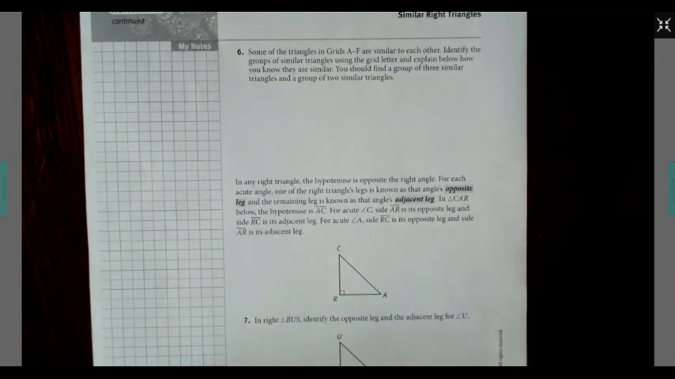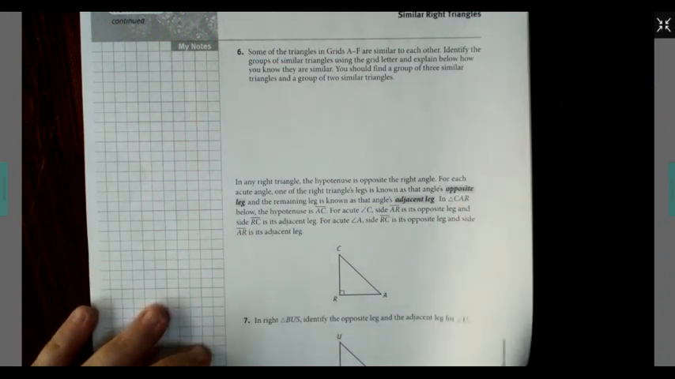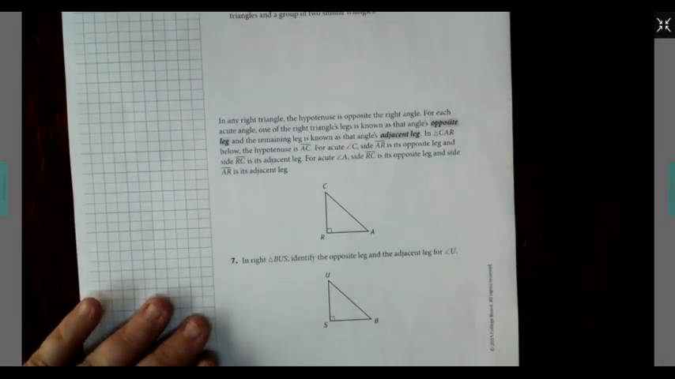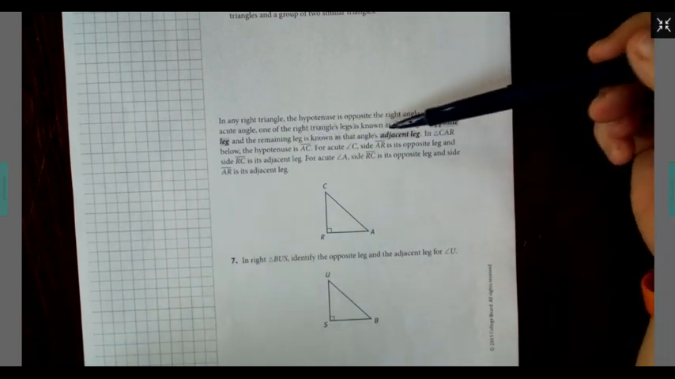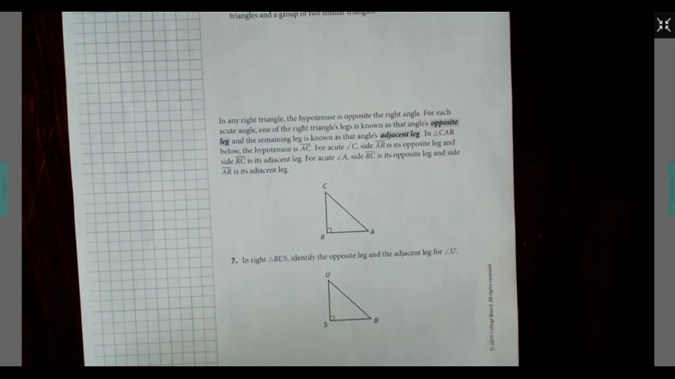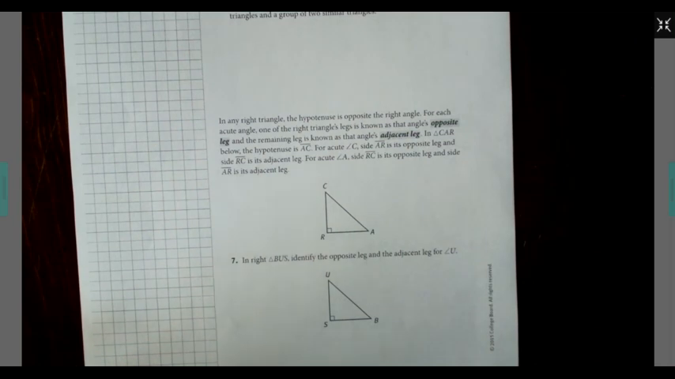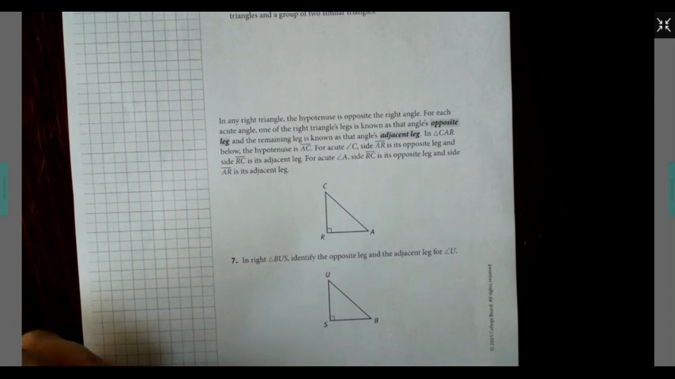The introduction to question 7 says, in any right triangle, the hypotenuse is opposite the right angle. For each acute angle, one of the right triangle's legs is known as the angle's opposite leg, and the remaining leg is known as the angle's adjacent leg. In triangle CAR below, the hypotenuse is AC. For acute angle C, side AR is the opposite leg, and side RC is its adjacent leg. For acute angle A, RC is the opposite leg, and side AR is the adjacent leg.